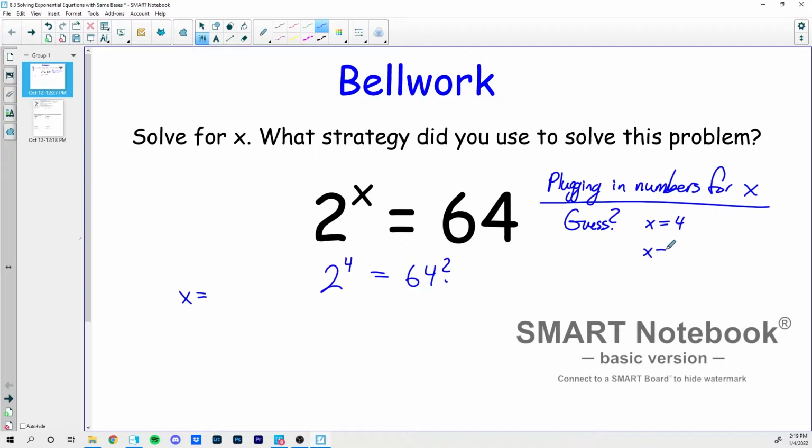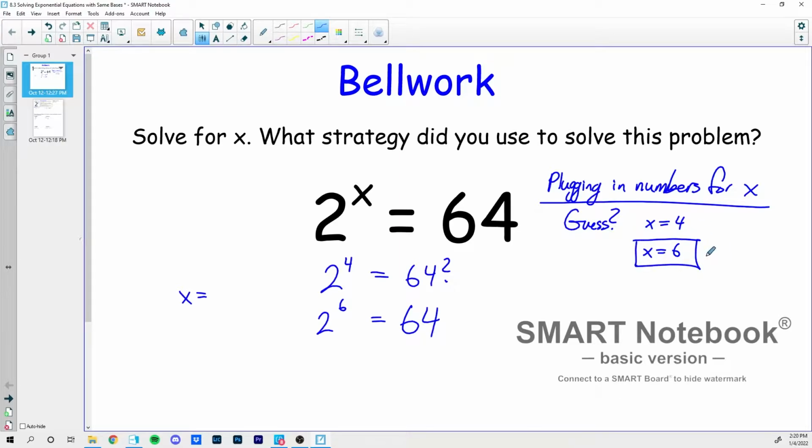Maybe we can try 6 and see if that works. So 2 to the power of 6, and see what that makes. And yes, indeed, that does make 64. So after guessing a little bit, we end up getting our answer. That's one strategy we can use, and it's actually a really good strategy when you're taking a test and you don't really know what to do for a problem: just guess and then check your answer. So that's the value of x.